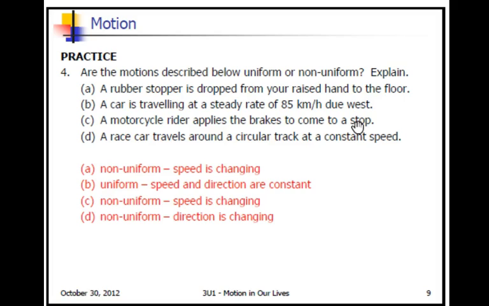A motorcycle rider applies the brakes to come to a stop. So when you're stopping a vehicle, you are going from a time when you had a non-zero velocity to a time where you have a 0 velocity. So because you're slowing down, you're changing your speed. This is non-uniform motion. And for D, it says a race car travels around a circular track at a constant speed. And we kind of saw this with the train going around the curve. I'll explain it a bit more in some further lectures, but the idea generally is as you're traveling around a curve, even if you're traveling at a constant velocity around the curve, your acceleration changes because your direction is changing.